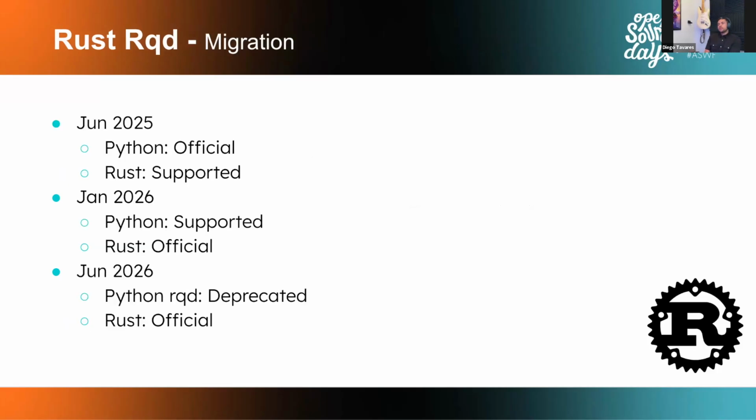All right, so the idea is that the new version will replace the old one. As of now, Python is still the official version, and Rust is officially supported. So if you want to migrate to the Rust RQD now, you can.